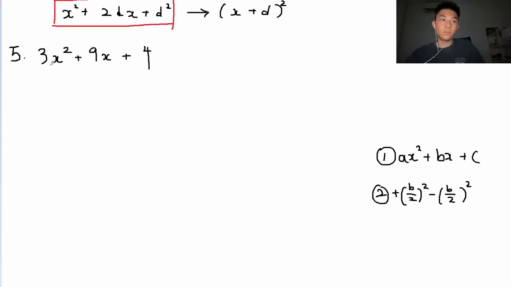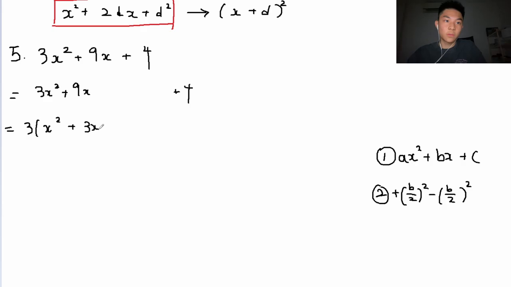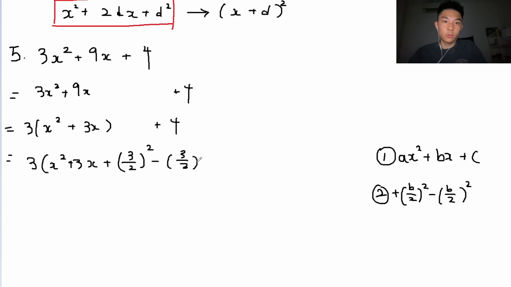For our fifth example, we get 3x² + 9x + 4. Again, let's slide our constant to the right. So we have to factorize it again. 3(x² + 9/3 x), that's 3x, and now + 4. This time it's the exact same thing. Let's use our second step. So x² + 3x. You do it inside the bracket. So (3/2)² − (3/2)² and now + 4.